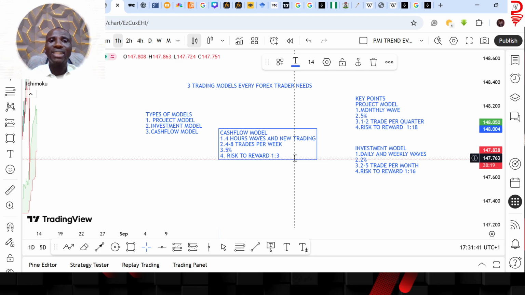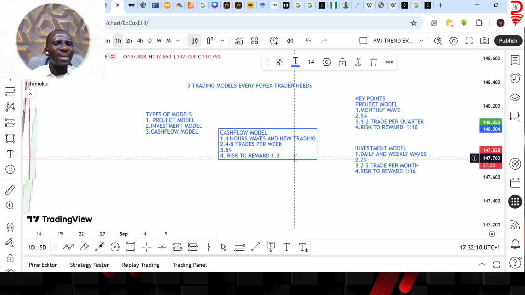And these are the three different types of model every forex trader needs. This is going to really help you to be relaxed. If you are losing on the cash flow, it's possible that you have a winning trade on the investment model. And of course, it's possible that you have a winning trade already running on your project model. So at the end of the year, at the end of the quarter, at the end of the month, at the end of the week, you will be looking at profit.